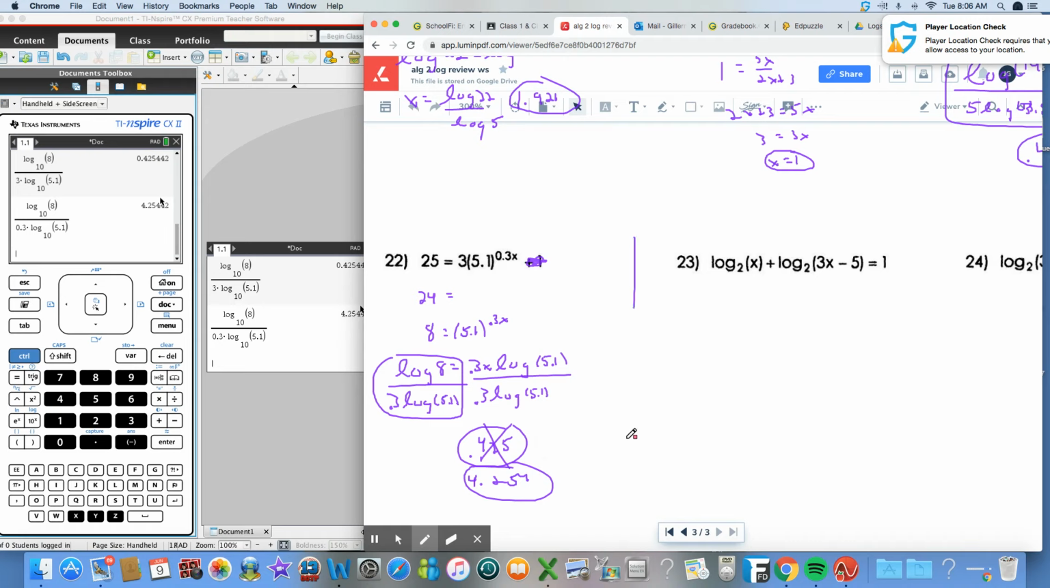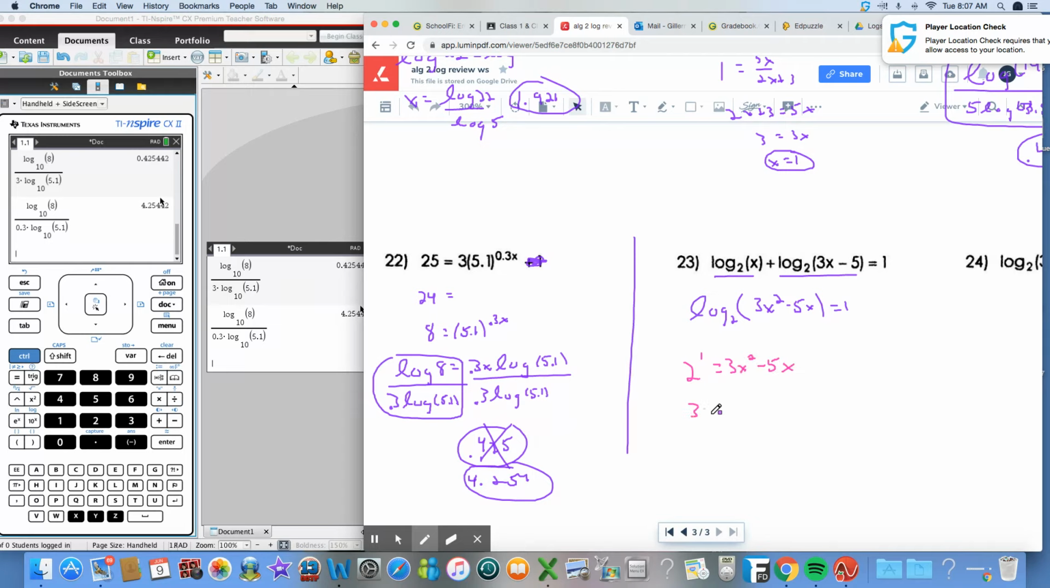Okay. So for 23, multiple logs on one side. Let's condense them first. It's plus, which means it's multiplication. Log base 2 of x times 3x minus 5 equals 1. So when you have a log on one side like this, you rewrite it as an exponential. The base, 2 to that power 1, equals 3x squared minus 5x. So we now just solve this.